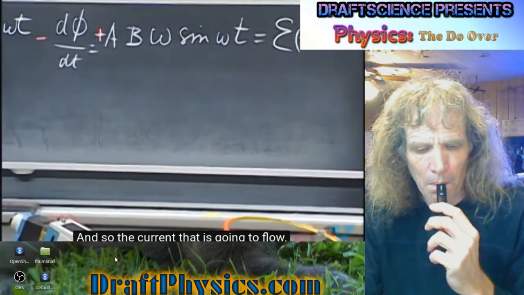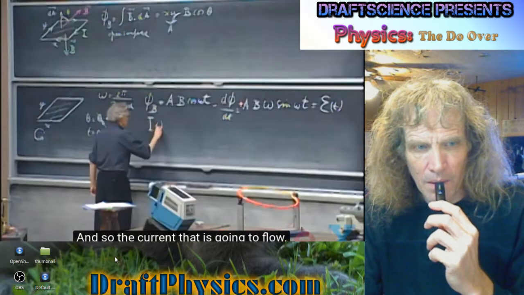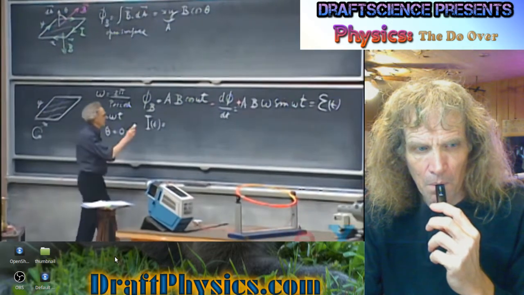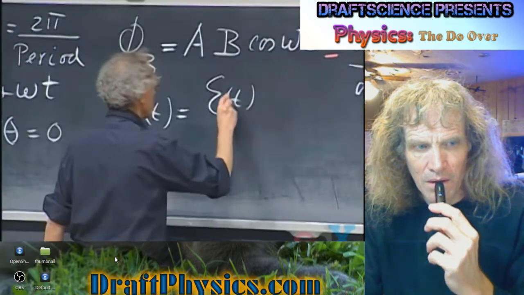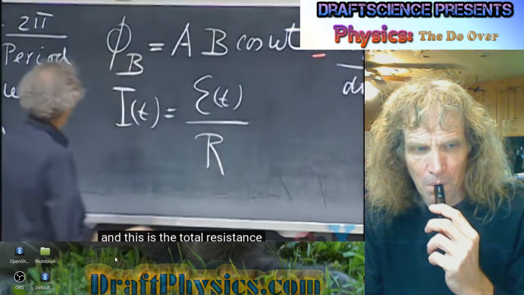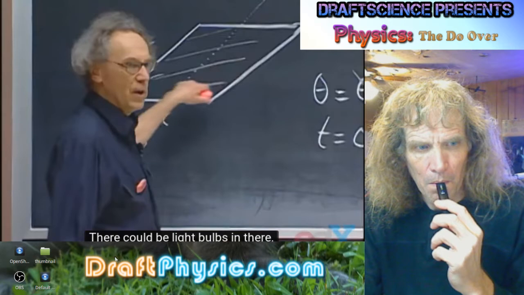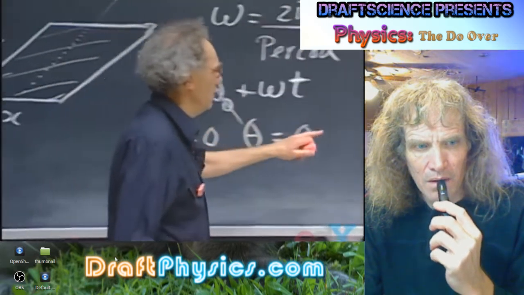And so the induced current, which will also be time dependent, is the EMF divided by the resistance in the loop. This is the total resistance of that entire network. There could be light bulbs or other resistances in there; it's the total resistance.